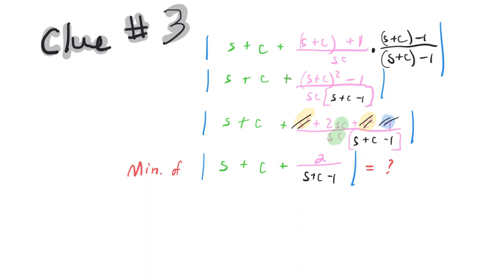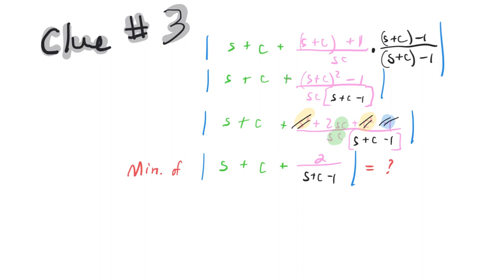All right, so we've simplified the original problem to: what is the minimum of the absolute value of sine of x plus cosine of x plus the ratio of 2 and sine of x plus cosine of x minus 1? This has not been clue 3. This was just working through clue 2.